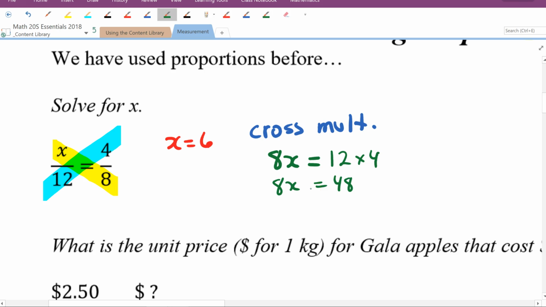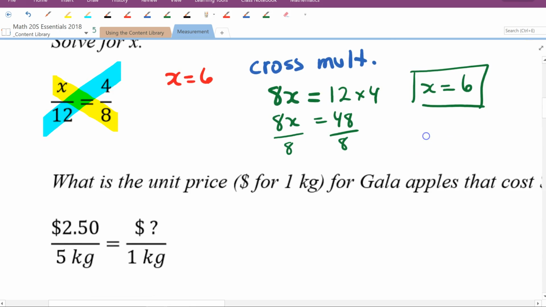Now I want to get x by itself. It's being multiplied by 8, so I need to divide both sides by 8. This 8 over 8 just becomes 1x. So x is equal to 48 divided by 8, which is 6. Clearly the cross-multiplying method is a lot harder. If you can find the pattern and just say, what times 2 is equal to 12, that's a lot easier. But the cross-multiplying works even for hard numbers.